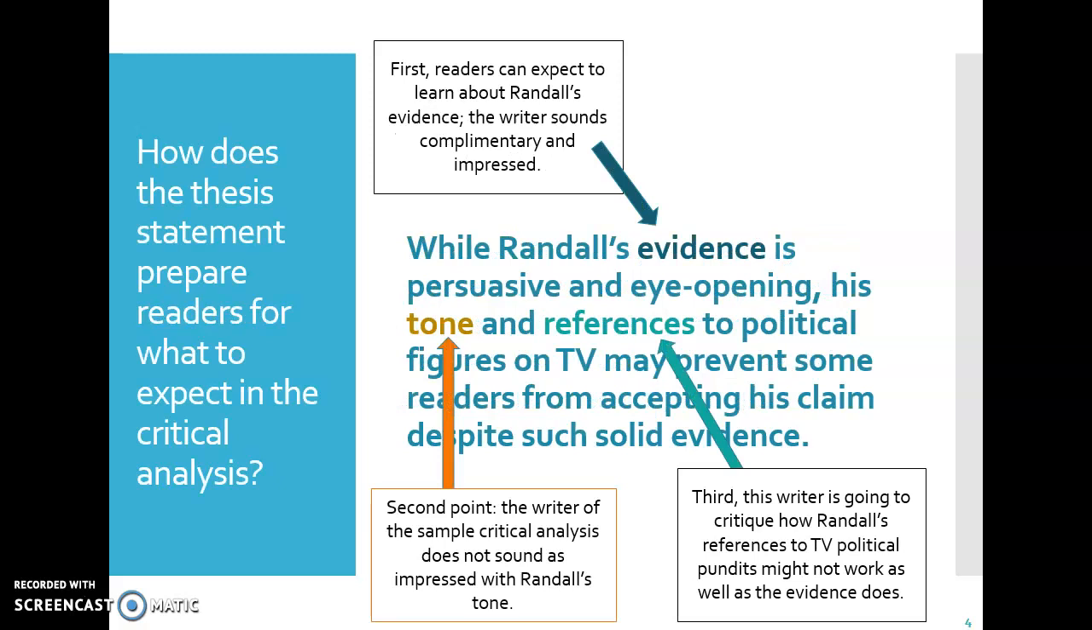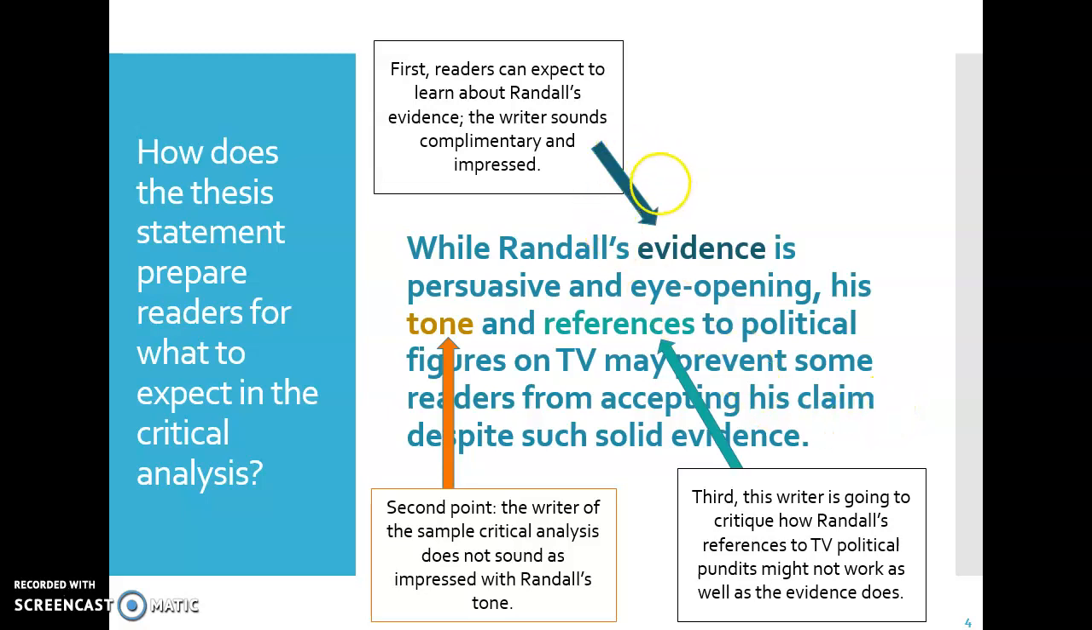Now, if you want to see how this one might prepare readers for what to expect, you'll notice that first she indicates she's going to be discussing evidence and tone and these various references to figures on TV, and that it's a kind of a mixed view, that it's persuasive, but some of the other approach in the writing might not persuade people to agree.